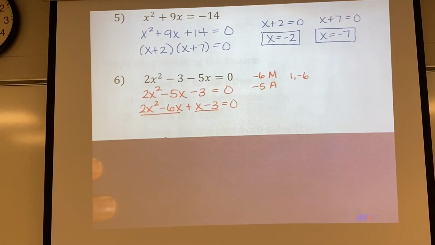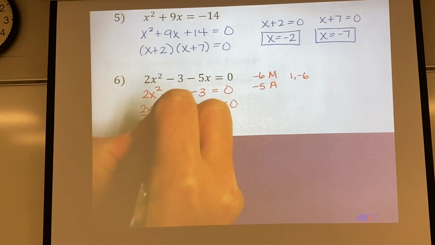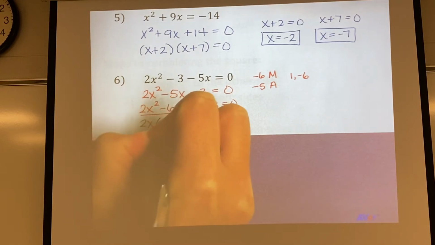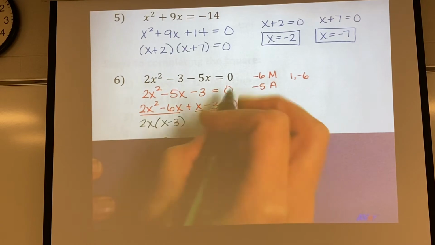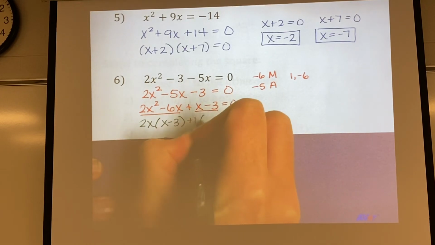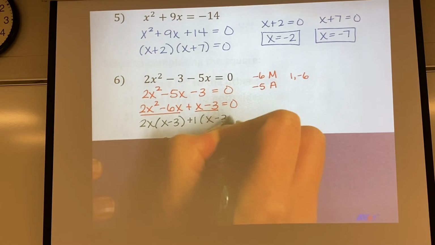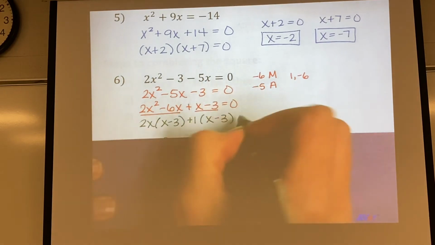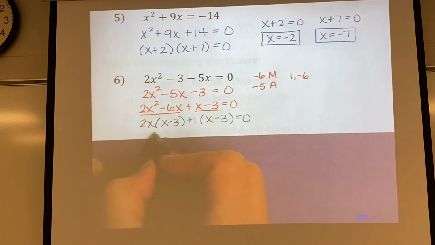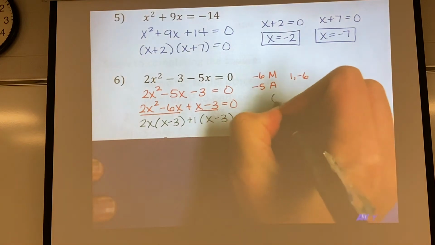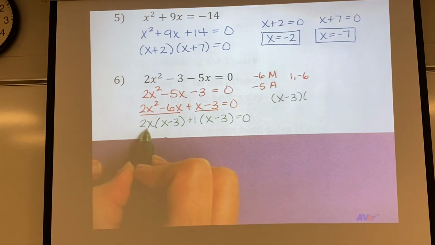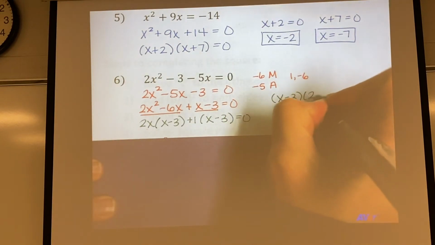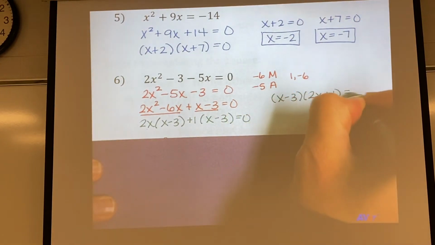The GCF of the first 2 is 2x with an x minus 3 left over. The second 2 don't have anything in common, but you always have to pull out at least 1. So we have x minus 3. So, common factor wise, we have that x minus 3. And then the stuff that's left over, 2x plus 1 in that second parentheses.